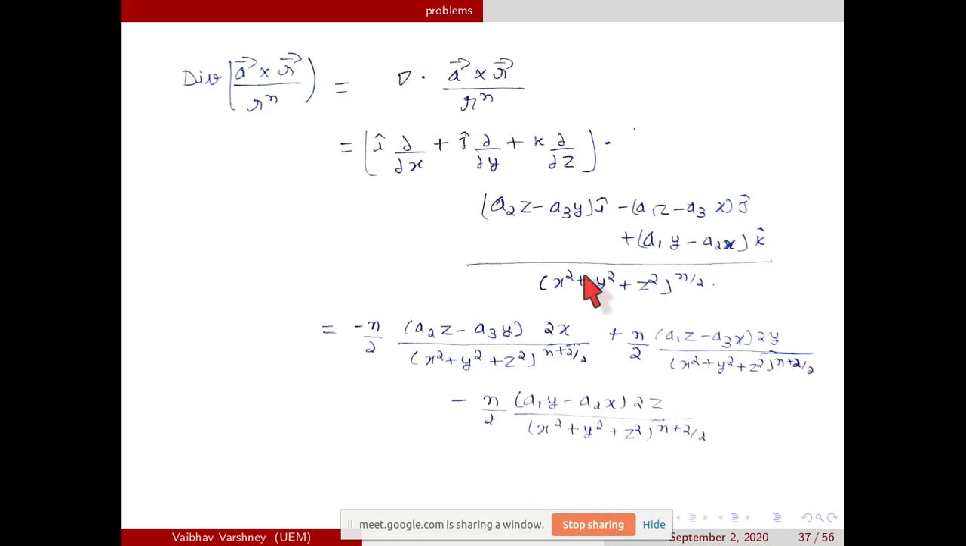If I ask you to do the derivative of a upon x to the power n, what will it be? A upon x to the power n. Is it directly 0? No, right? That's what I am telling. Yes, you have to apply the full formula.